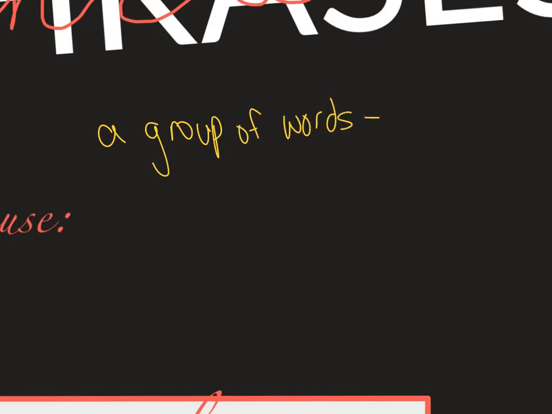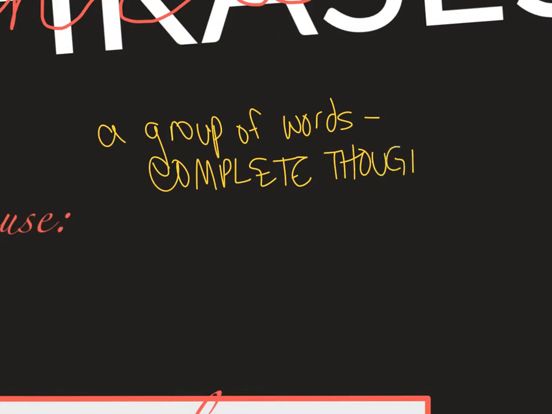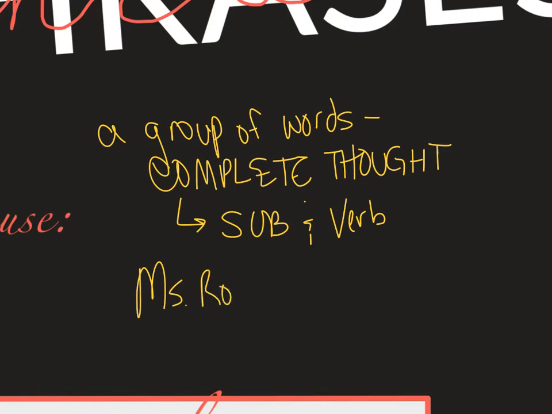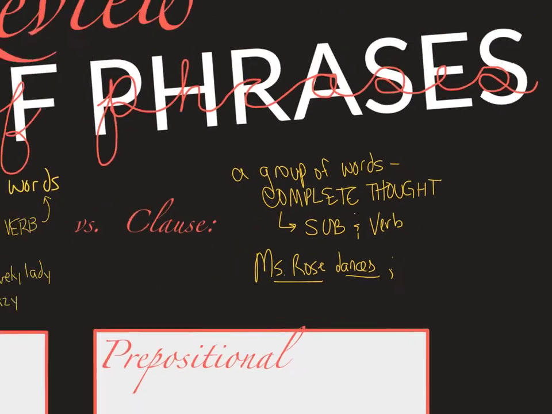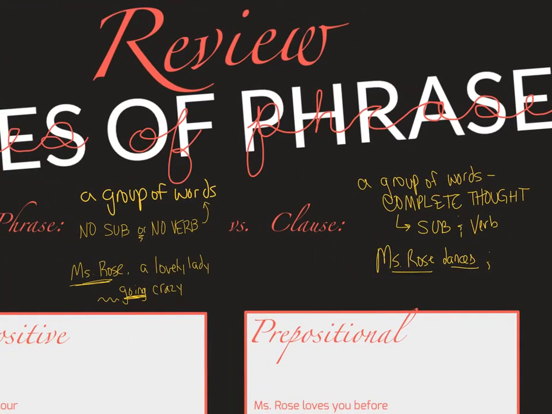But in this case, it is a complete thought. And the difference here is that a complete thought must have a subject and a verb. So, Miss Rose dances. Subject and verb. Or, what did I use in my last example? Oh, a lovely lady is going crazy. If I added that "is" right there, that would make it a clause.